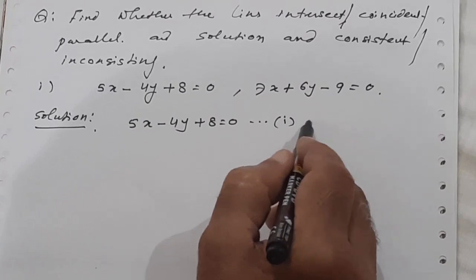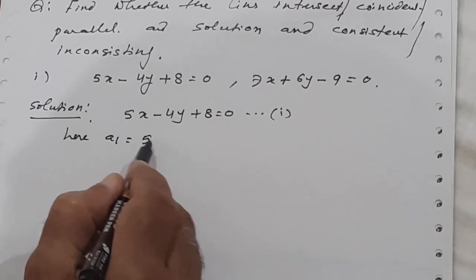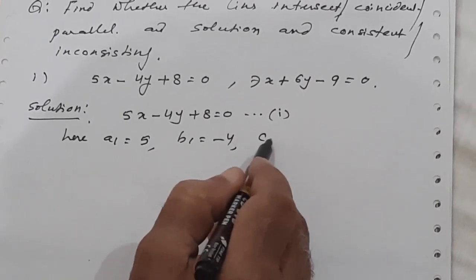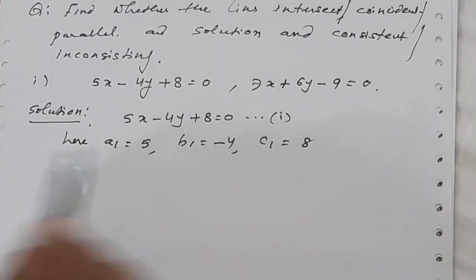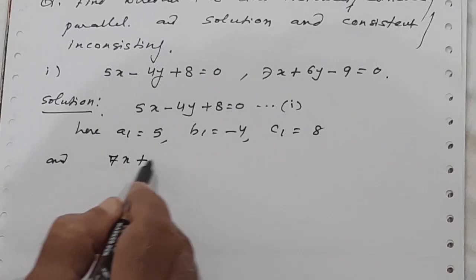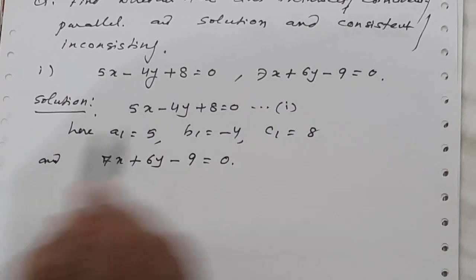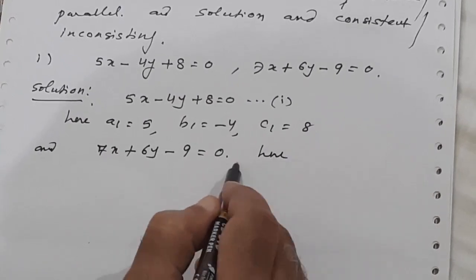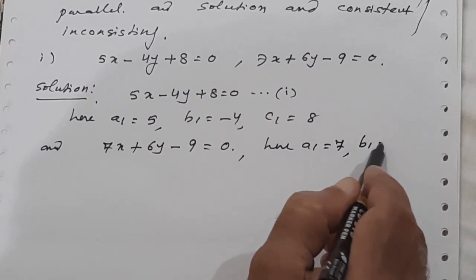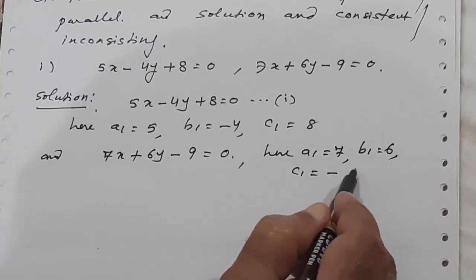Here a1 is equal to 5, b1 is equal to minus 4, and c1 is equal to 8. And take second equation now. 7x plus 6y minus 9 is equal to 0. Now here a1 is equal to 7, b1 is equal to 6, and c1 is equal to minus 9.